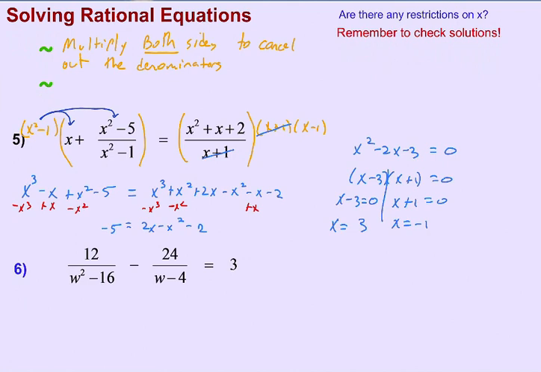Oh, I'm sorry. I forgot to write the second step of your directions up here. After we've multiplied both sides to cancel out the denominators, and we had this, the next thing that we did was we solved. Because from then on, we know what to do. So that's your next step. And we have two solutions, right?